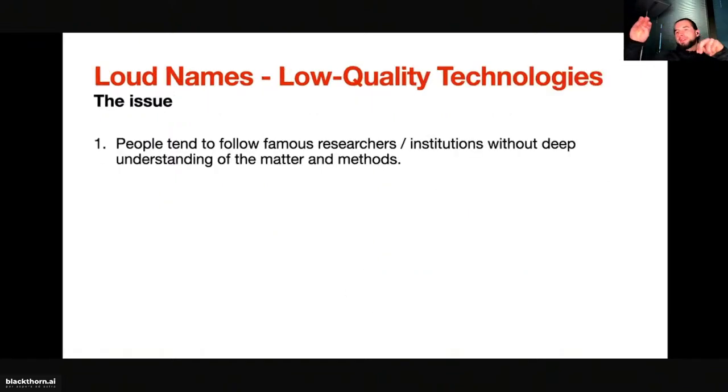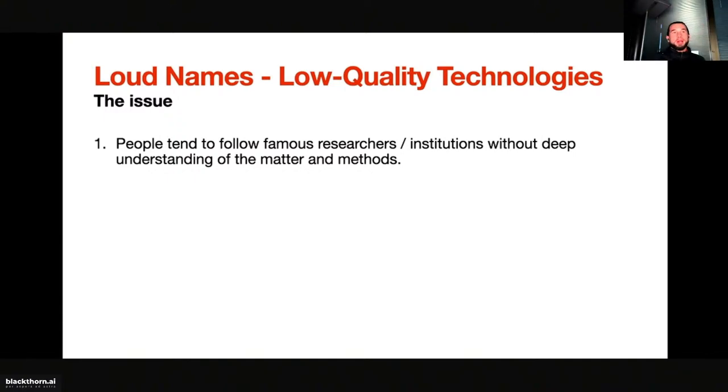Now, let's finish this step aside for context. Now you know a bit about AutoDock Vina. Let's get back to our sin number three, loud names, low quality technologies. And let's consider an example. This is one of the many examples. I don't talk about the rest. I picked only one, just as a very declarative one. What is the issue? The issue is that people tend to follow famous researchers or institutions without deep understanding of the matter, methods, and results.